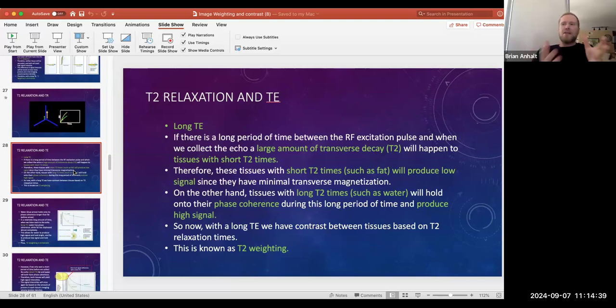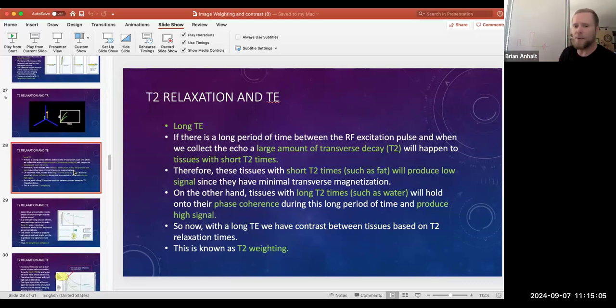To get T2 contrast, we need a long TE. And what does a long TE mean again? It means a long time between excitation and when we listen back to the signal, which means it's a long time between excitation and refocusing, right? Because that's 1/2 of the TE.